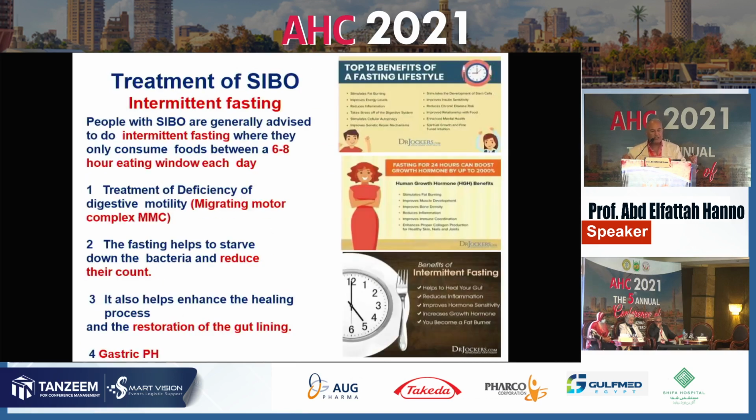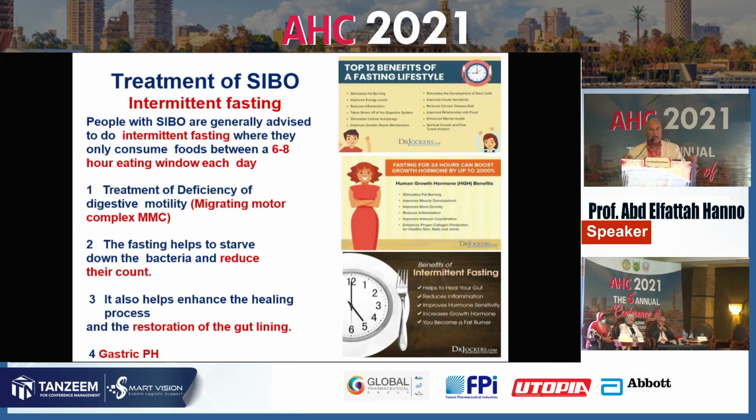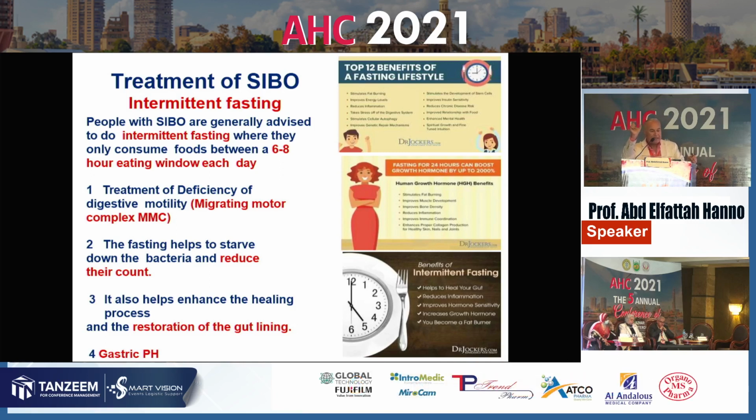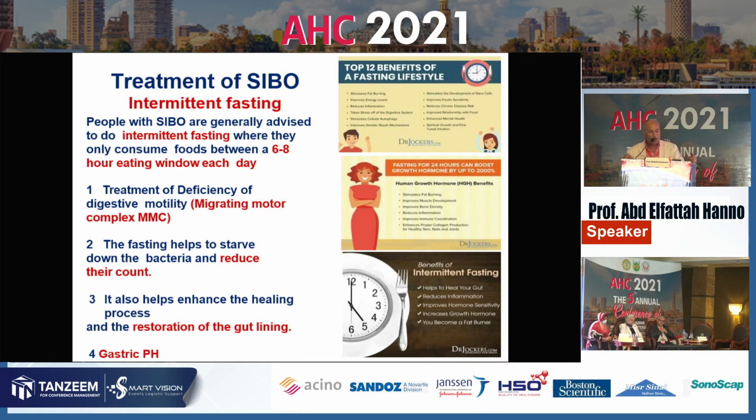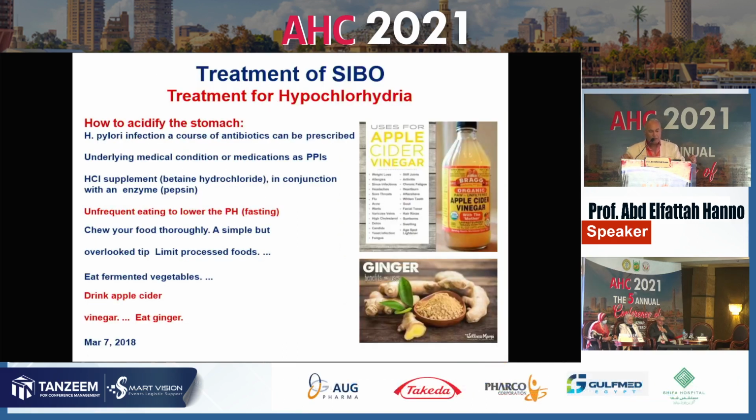For example, we can treat SIBO with what we call intermittent fasting. Instead of eating every now and then, we eat in a short period of about 8 hours, leaving 16 hours free from food. This treats the deficiency of digestive motility, particularly the migrating motor complex, which is very important for cleaning our small intestine. The fasting helps to starve the bacteria and reduce their count. It also enhances the healing process and restoration of the gut lining, and helps in the regulation of the pH. So one of the essential lines of treatment is fasting for a long duration.